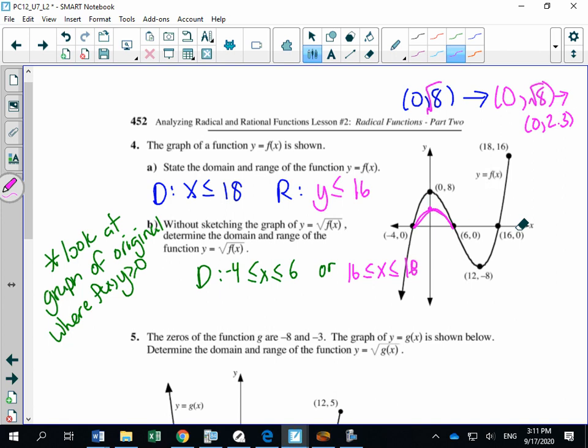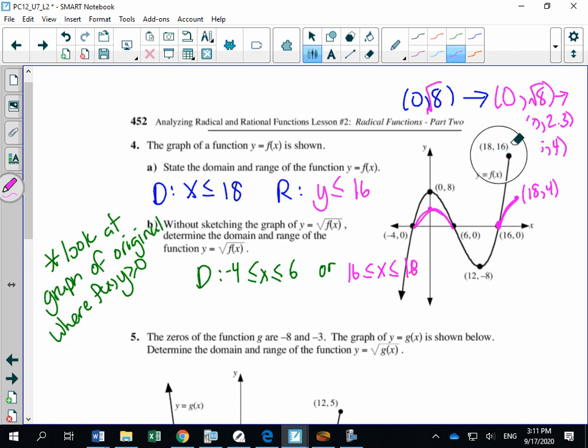Then what I need to do is, I know that this is going to be an invariant point. I need to find what that point is going to be on my transformed graph. So (18, 16) on my original graph is going to be (18, the square root of 16), and that's 4. So that point is going to go to here, and that point will be at (18, 4).